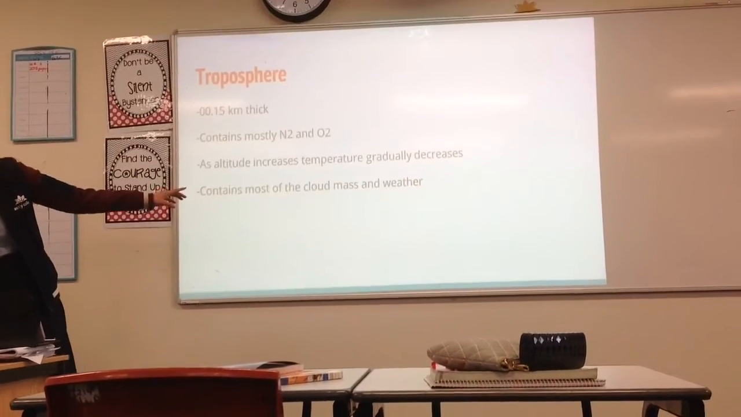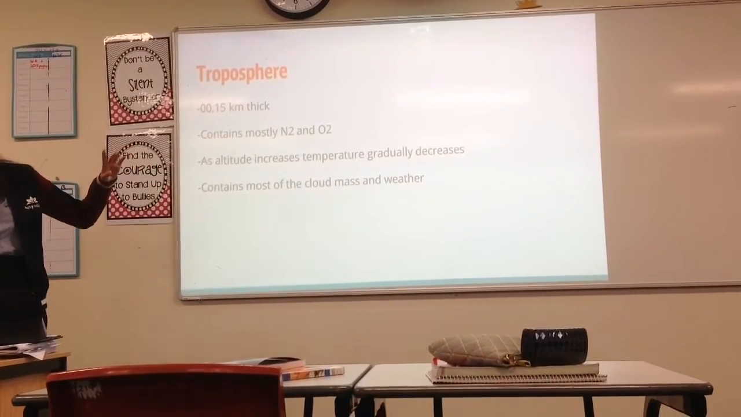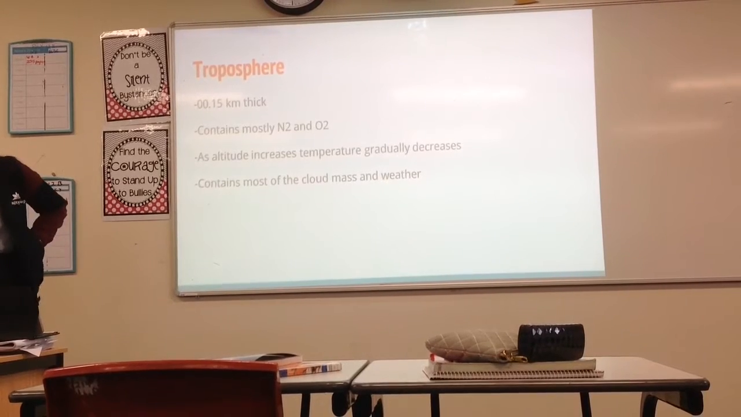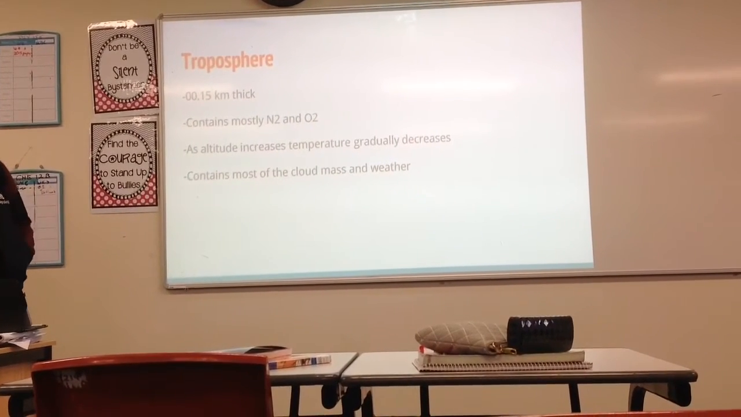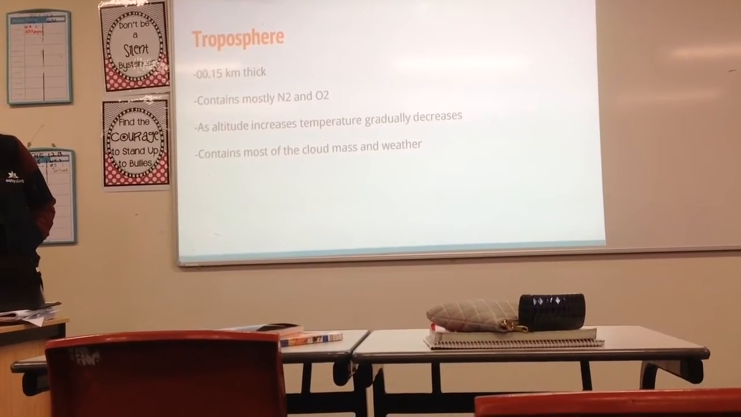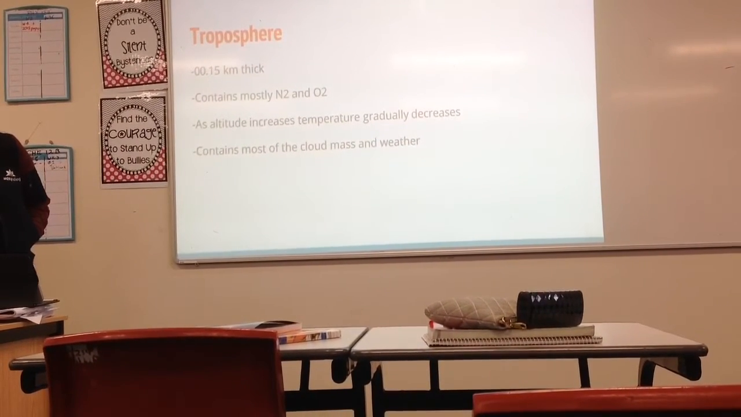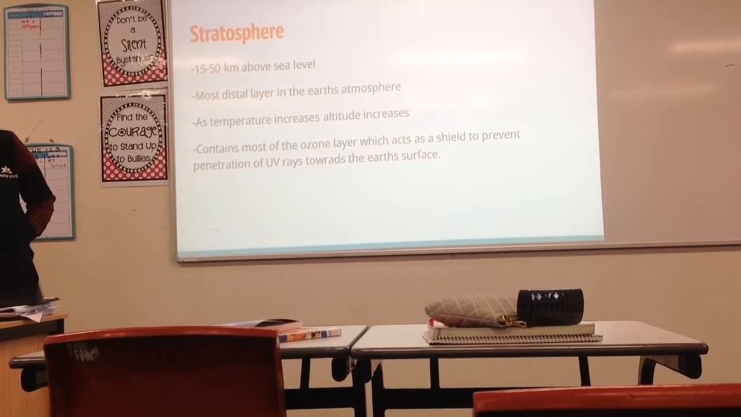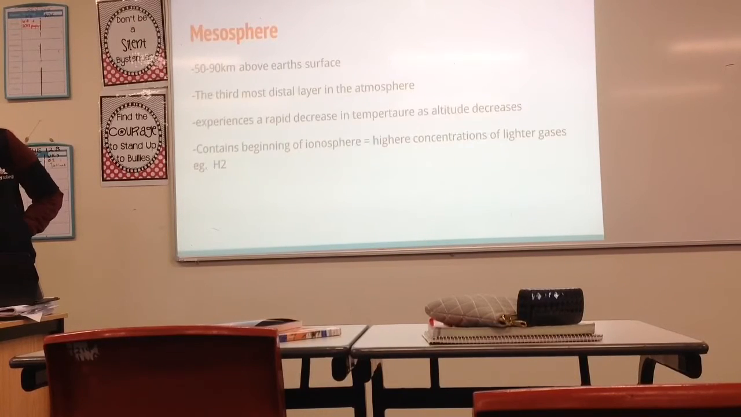The first layer is the troposphere, which is 0 to 15 kilometers thick and contains mostly nitrogen and oxygen. As the altitude increases, the temperature gradually decreases. Then there's the stratosphere, which is 15 to 50 kilometers above sea level. As altitude increases, the temperature increases. It contains most of the ozone layer, which acts as a shield to prevent UV penetration towards Earth's surface.